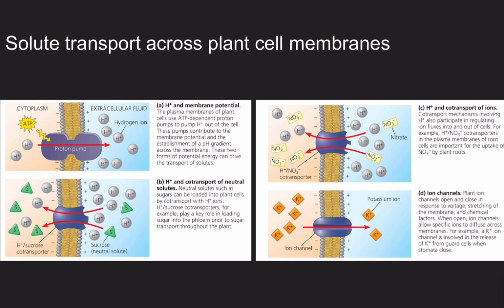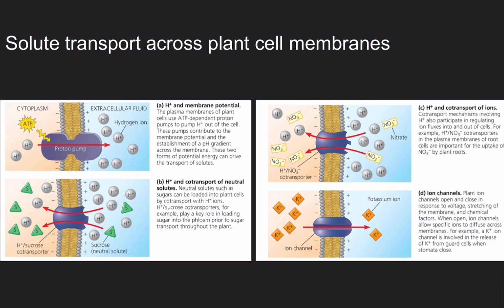In figure B, there is H+ and a co-transport of neutral solutes. Neutral solutes, such as sugars, can be loaded into plant cells by co-transport with H+ ions. H+/sucrose co-transporters, for example, play a key role in loading sugar into the phloem prior to sugar transport through the plant. This will be elaborated more on later in this video. So here, the H+ and sugar are co-transported across the membrane at the same time, which could have implications for further reactions.